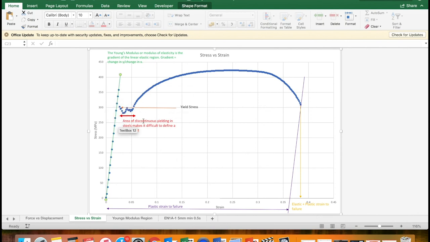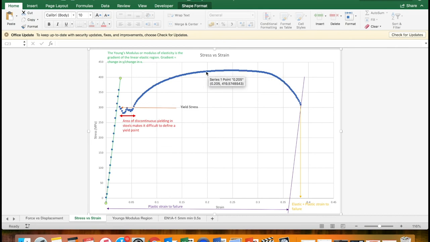This is a steel, and usually with these types of steels we get this area of discontinuous yielding, which makes it quite difficult to define a yield point. I'd probably accept a yield point there. Sometimes we use an offset yield point. So we offset the strain by a certain amount, about 0.2%, and we read off the yield point there. So that's our yield stress, where we go from elastic deformation and start getting into plastic permanent deformation.